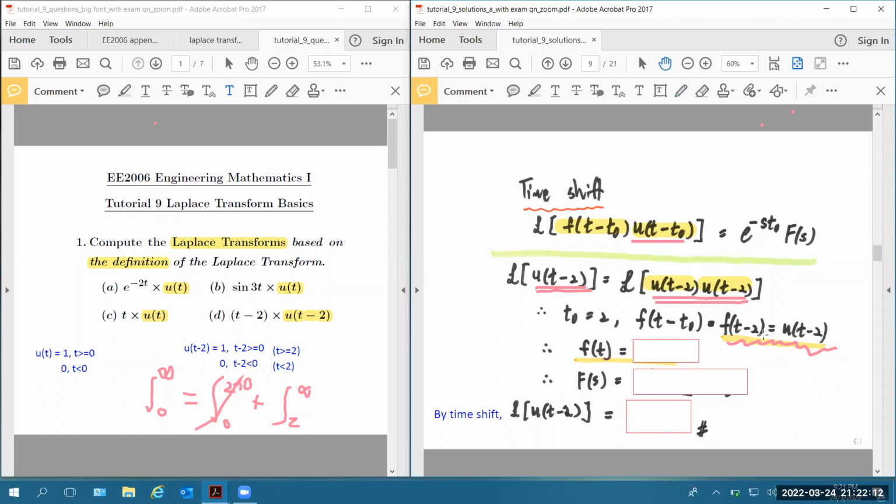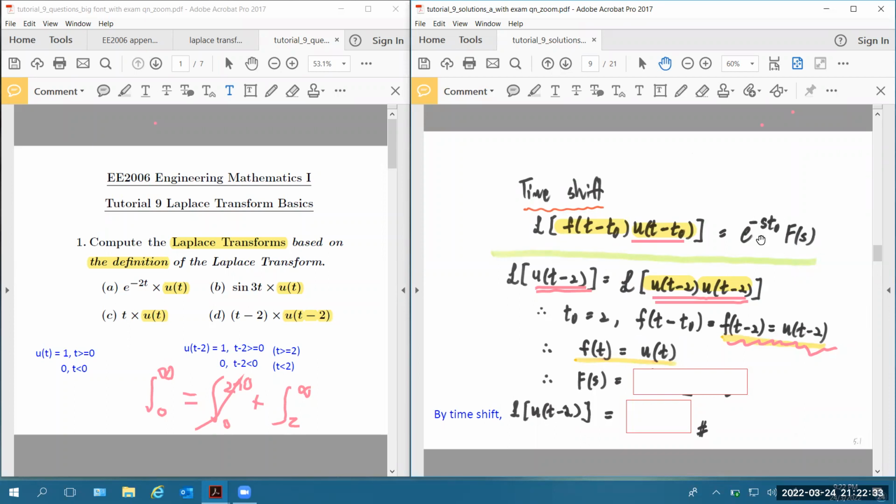From f(t minus 2), how do we get to f(t) then? Yes. From f(t minus 2), when you want to get f(t), you just change the t minus 2 to t. Is it okay? All right, so that's how you get your u(t) here. So now you realize that your f(t) is just u(t), right?